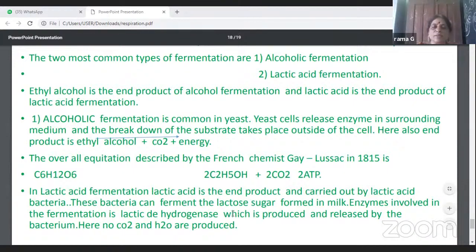So whatever lactose sugar is present in milk undergoes fermentation in the presence of an enzyme, that is lactic dehydrogenase, and by undergoing this fermentation it produces and releases CO2, H2. This enzyme is released by the bacterium, the microbe, and that helps in fermenting the lactose sugar into lactic acid.